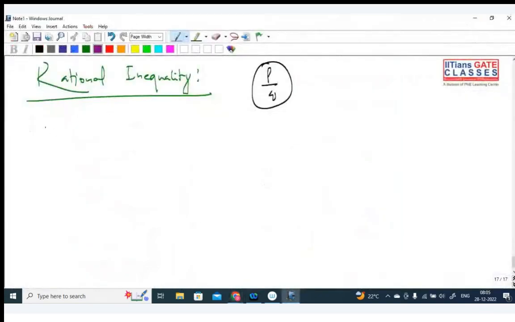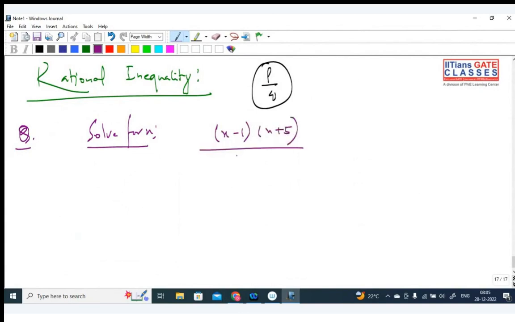The question will be like, they will ask solve for x. And they will give this kind of inequality, x minus 1, x plus 5, and then x plus 2, over x, greater than 0. So you have to find the value of x, I mean, you have to solve this inequality. So what you have to do then?